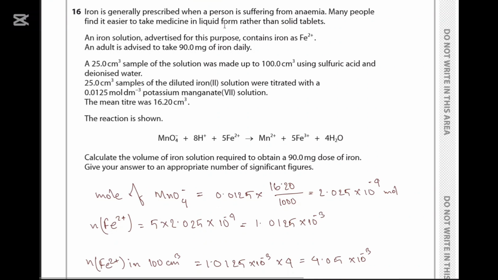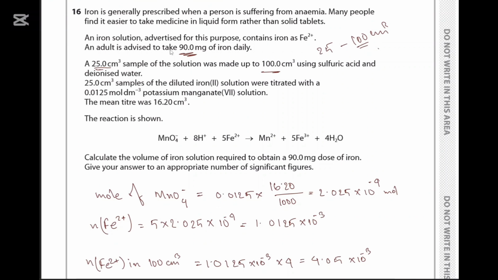Iron is number 16. Iron is generally prescribed to a person with anemia. An iron solution advertised for this purpose contains Fe2+ ions. An adult is advised to take 90 milligrams of iron daily, and we have a 25 cubic centimeter sample of the solution, which was made up to 100 cubic centimeters. So if I calculate for the 100 cubic centimeters, I will eventually have to take 1/4 of it to find this.